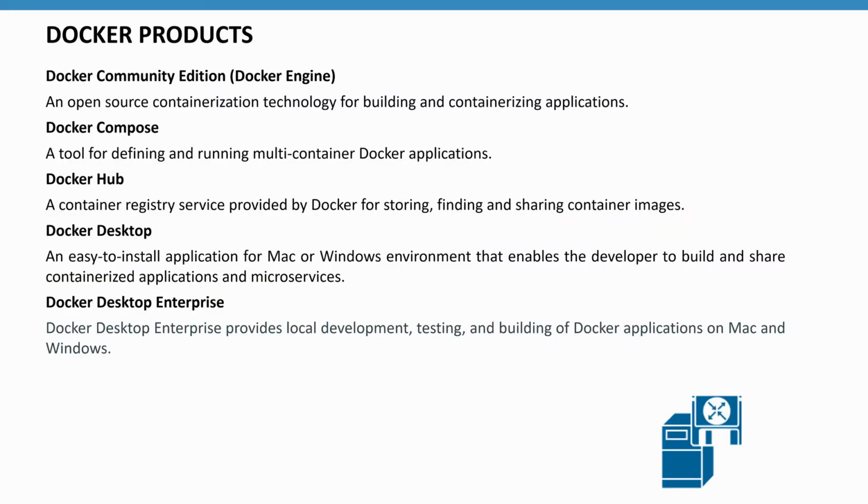Docker products. Docker gives a few products. The first one is Docker containers. That is a community engine. We call it the Docker Engine. It's an open source container technology for building and containerizing applications. Docker Compose is a tool for defining and running multi-container Docker applications. Docker Hub is a public-facing container registry that helps you store, retrieve, and find images.